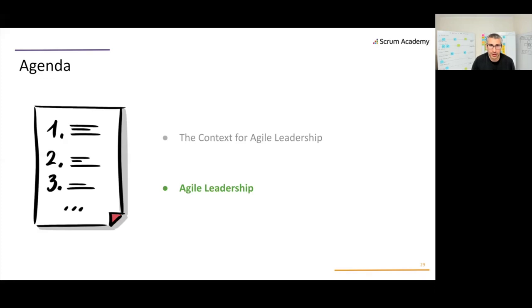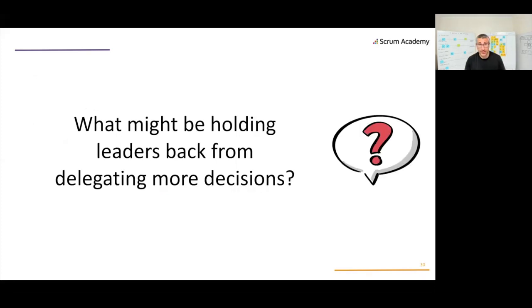Now, how does that look like for a specific leader? And I want to start again with a question for you. And that question is, what might be holding leaders back from delegating or decentralizing more decisions? What might be holding you back if you are in a leadership position? Take a few moments, put it into our chat.